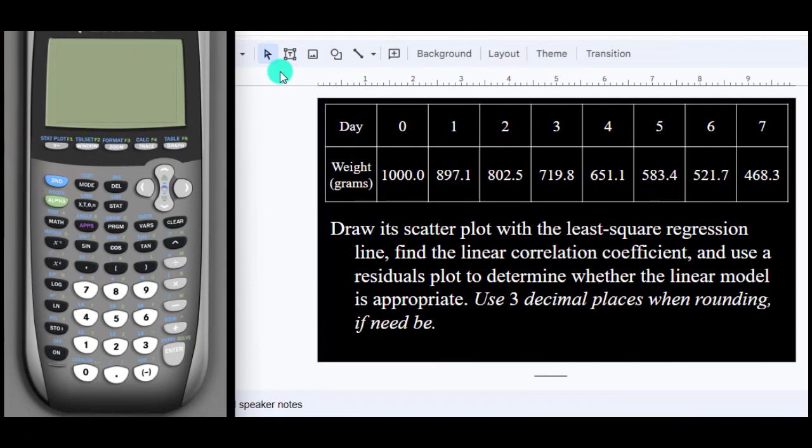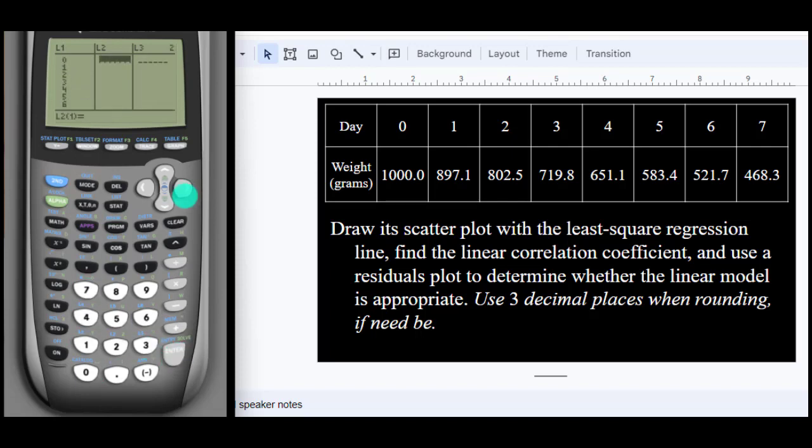So we're going to draw the scatter plot with the least squares regression line and then find the linear correlation coefficient and use a residuals plot to determine whether the linear model is appropriate. So let's start out by turning our calculator on and going to stat and edit. I'm going to clear out some of these values here because we don't need them right now. We're going to enter in the days, just 0 through 7. So 0, 1, 2, 3, 4, 5, 6, 7.